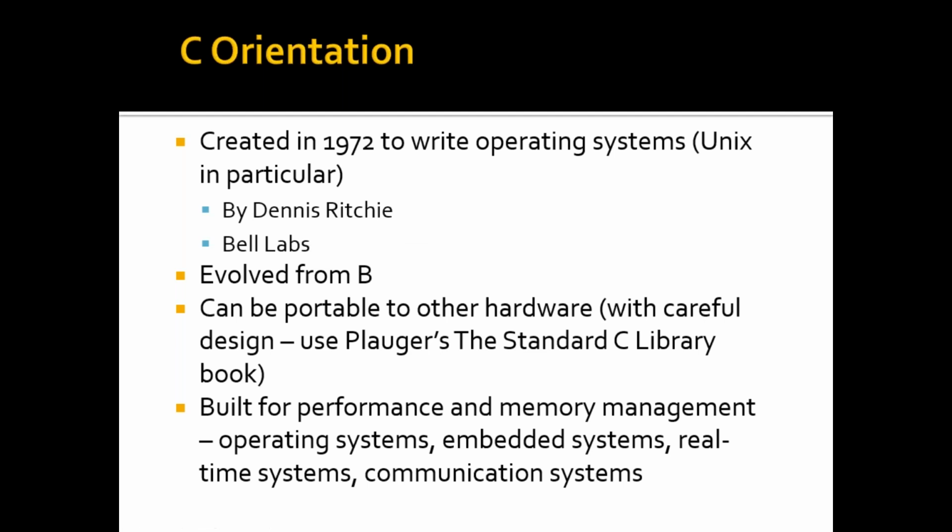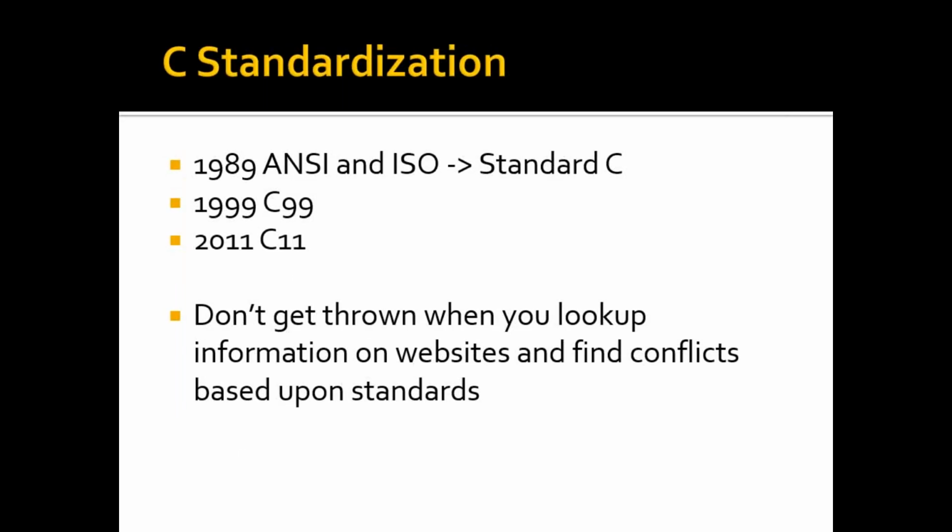Just for the main principle of C and why we use it, or when the scientists or the companies created the C language. C standardization in 1989 was the ANSI and ISO standard C. In addition, in 1992 there is C92, and in 2011 there is C11. When you look up information on websites, you may find conflicts, based on open standards.